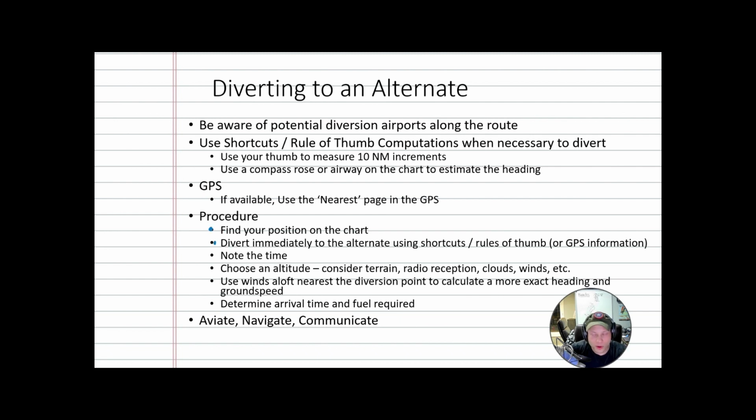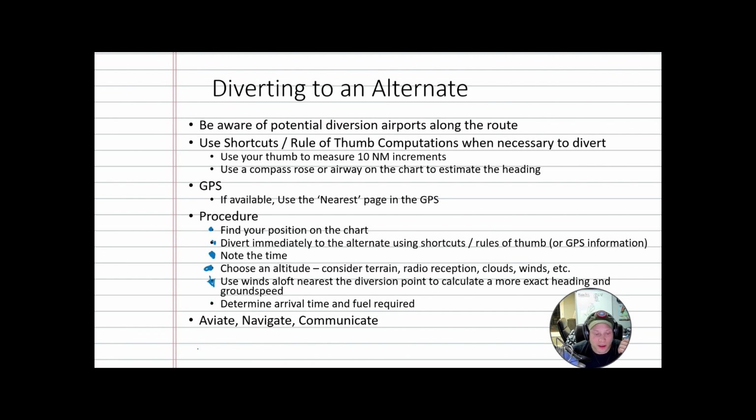Now, you want to find your position on the chart and divert immediately. Like I said, just point your nose in the direction that you want to go rather than your original intended destination. On your flight plan log, note the time and pick an altitude, keeping in mind that there will be different terrain from your initial heading to your alternate. Pick a good altitude, and you can use your winds aloft. If you really want to get nitpicky about it, you can figure out the exact altitude that's going to give you the best performance. Honestly, this would be low on my priorities.